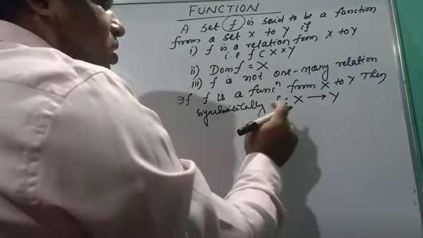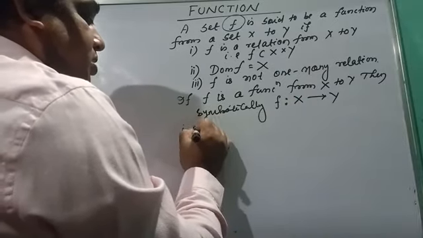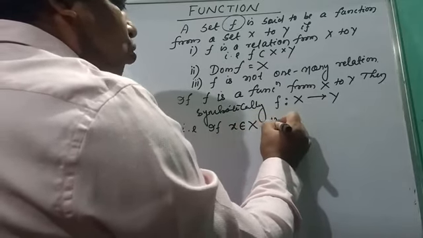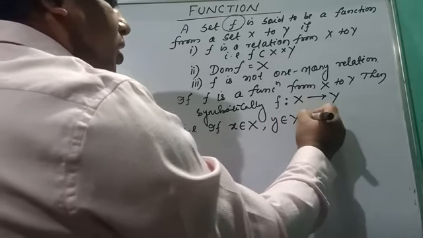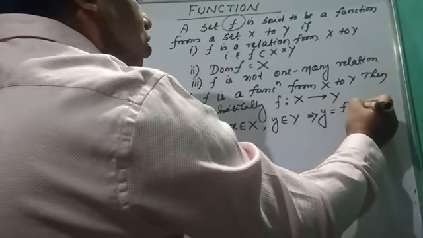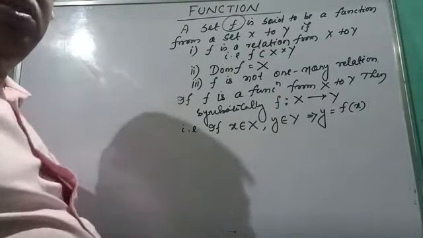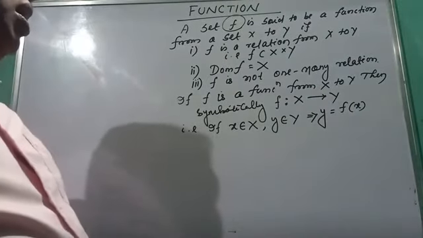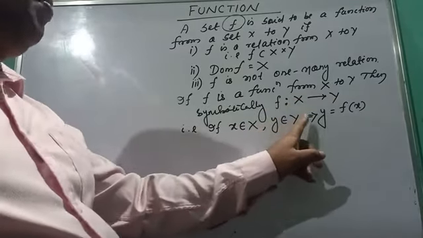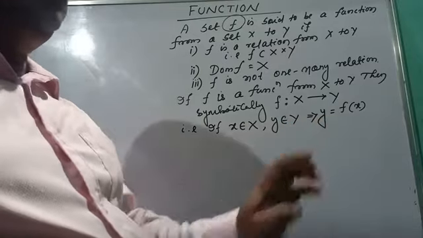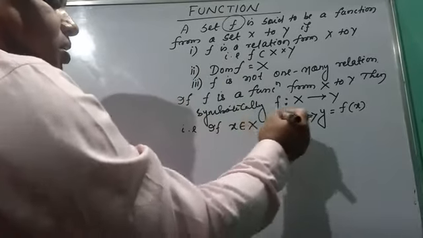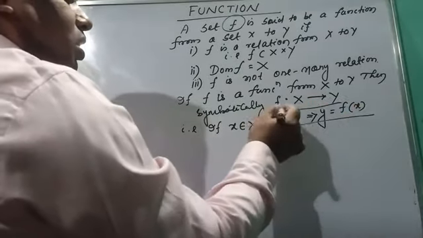And how can you define this one? That is, if x belongs to the set X, y belongs to the set Y, it implies that y is equal to function of x. Then if F is a function from X to Y and x belongs to X set, y belongs to Y set, then y is equal to f(x). Already we discussed this one.